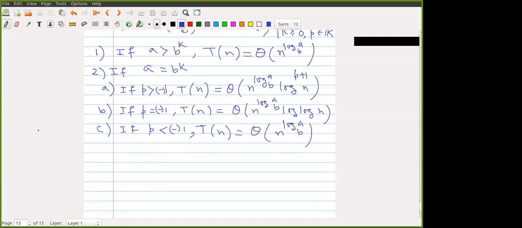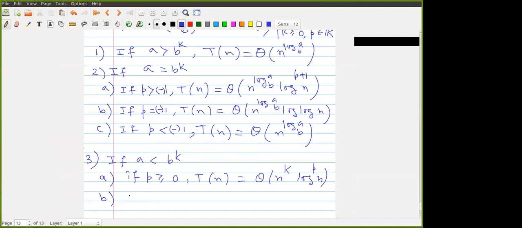And there is also this third condition. If a is less than b to the power k, then if p is greater than or equal to 0, T(n) is theta of n to the power k log n to the power p, and if p is less than 0, T(n) is of the order of n to the power k.